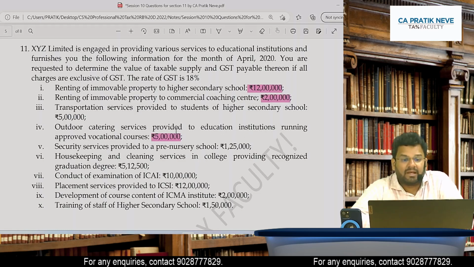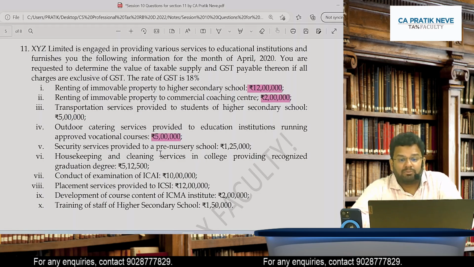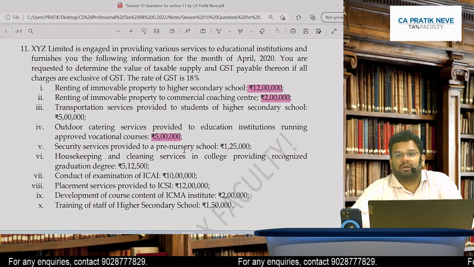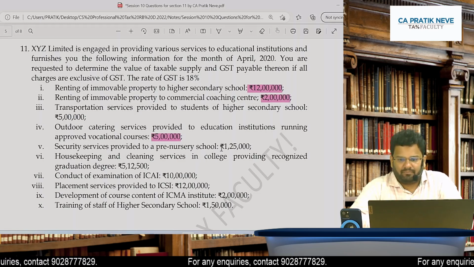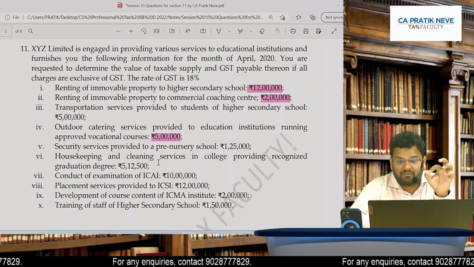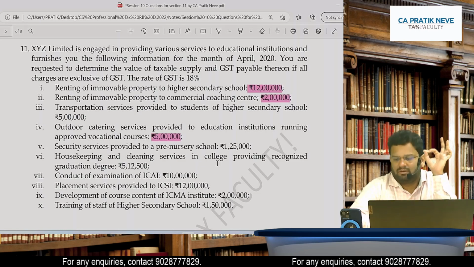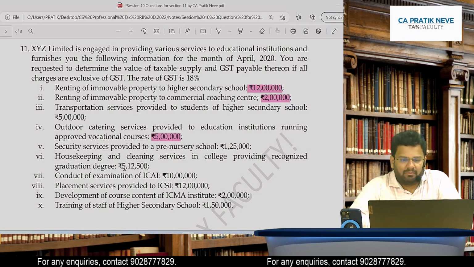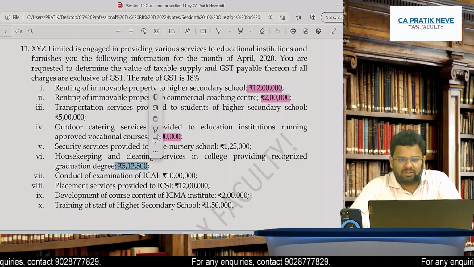Very good. Security services, yes, it's in one of the 5. Provided to a pre-nursery school, it will become exempt. You know why? Then housekeeping and cleaning service, yes, covered in 5, but it is provided to college. It is taxable because it is exempt only if it is provided to schools. That's how this particular entry is designed.